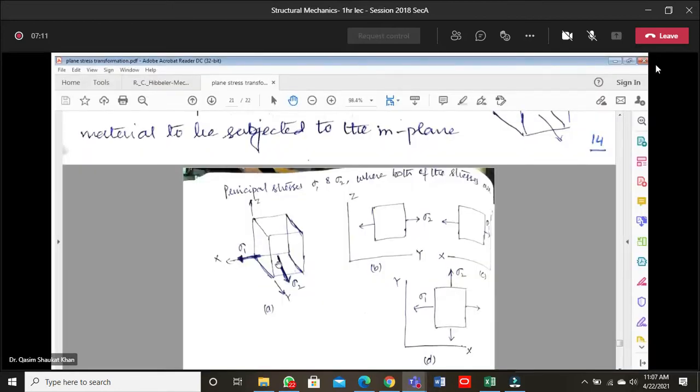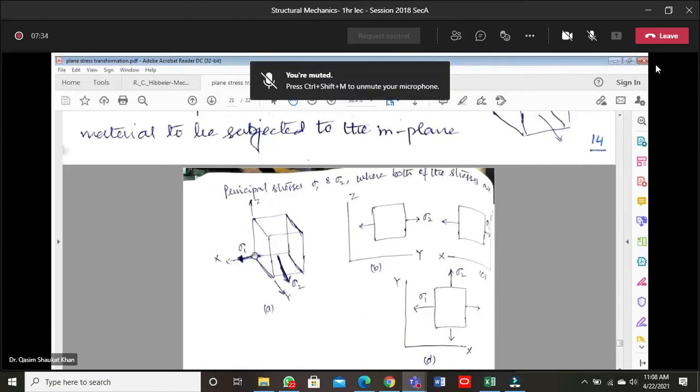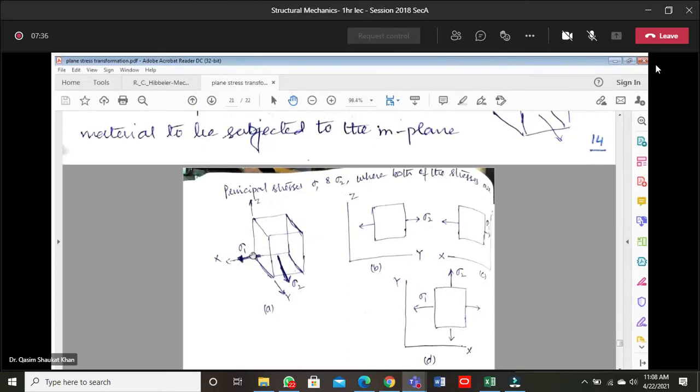Sigma 1 and sigma 2 are both tensile in nature, which means they are going to produce elongation in the element. They are acting away from the face.